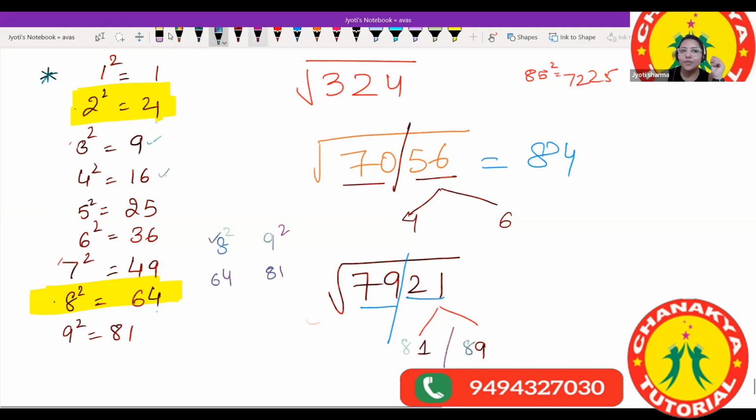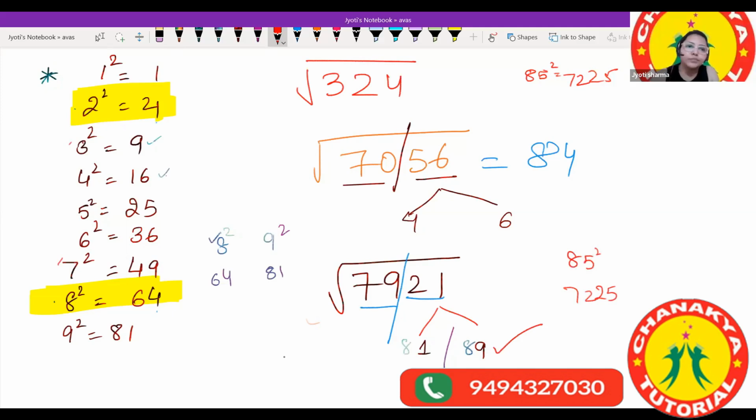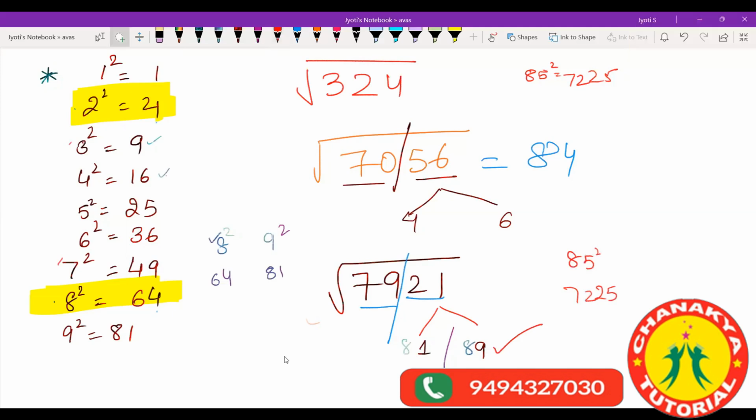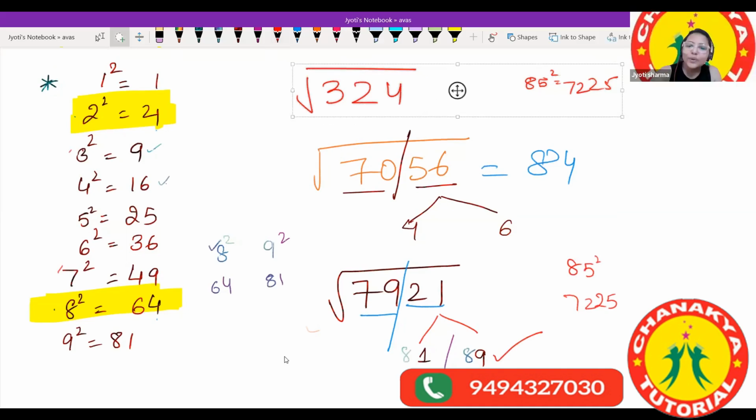Which one is correct? To check that, what is the number ending with 5 between 81 and 89? It is 85. 85 square is 7225. Now this number, your question, is greater than this 7225. So this 89 is the correct one. Understood? Ma'am, what if there are more than 2 sets of numbers? I'm giving you a question, don't worry.